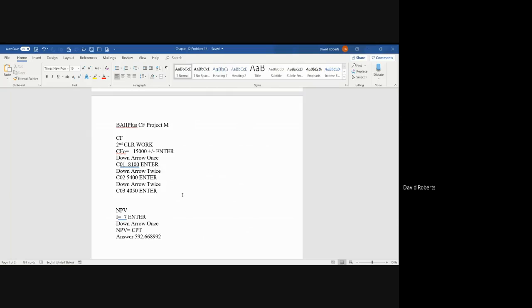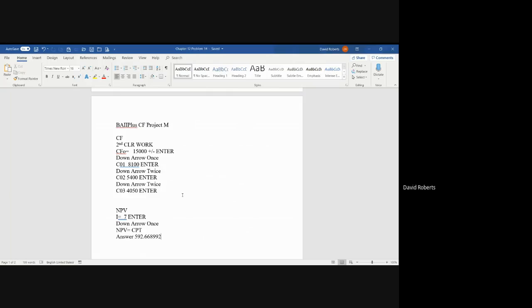So you can see, the first display is CF0 equals 15,000. Then you go plus minus. Then it's very important you hit the enter button. You go down arrow once, you get a display of C01, which is cash flow for year one. That's 8,100, enter. Now you go down twice this time, and you get to C02, 5,400, enter. You go down until you get to C03, which should be 2 down arrows, 4,050, enter.